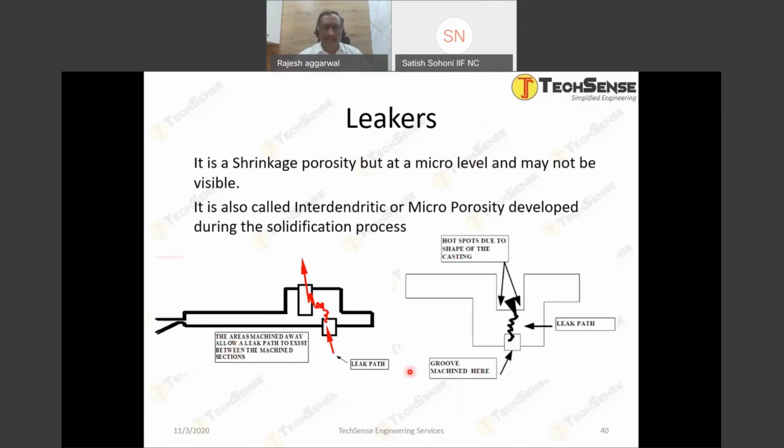As you can see how the leak path is getting generated, getting connected. The areas machined away allow a leak path to exist between the machined sections, right? Another example over here, you can see the leak path.